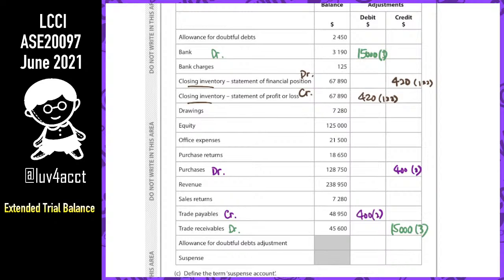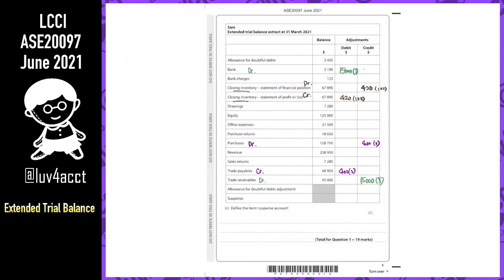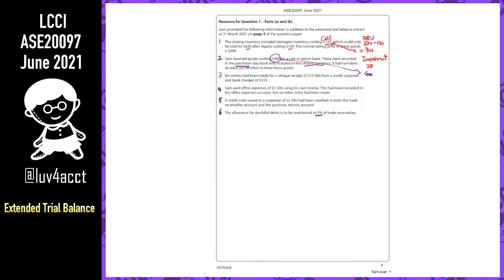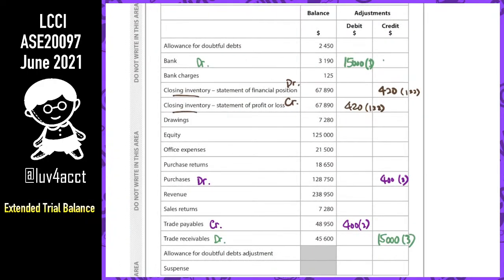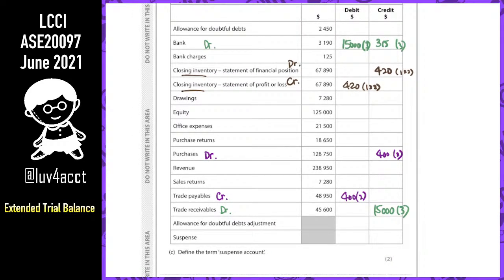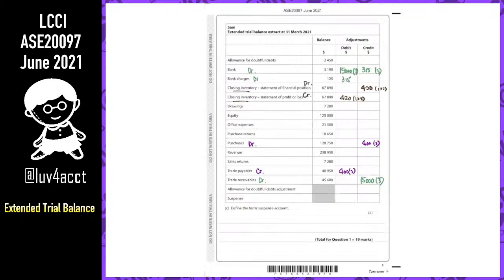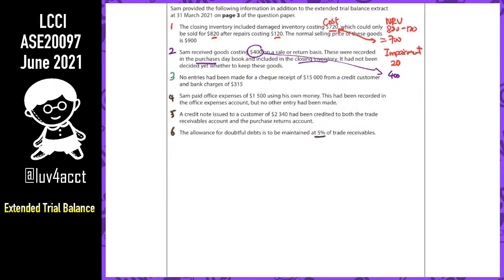And then we pay bank charges 315. Bank payment 315, also item 3. Then you go to bank charges 315. Bank charges is an expense account with a normal debit balance, so if you want to add to expenses, you debit. Item 3 finished. Let's go on to item 4.